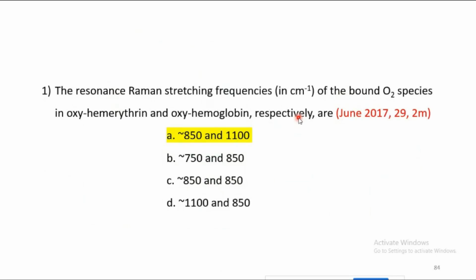This is one of the questions that appeared in the CSIR, I think 2017. The resonance Raman stretching frequencies of the O2 bound form of oxyhemerythrin and oxyhemoglobin, they have given 4 options. So we should be very careful. Here it is oxyhemoglobin. Oxygen is bound in a superoxide form, that is the terminal superoxide, whereas here it is also a terminal hydroperoxide-like bonding. So moving from superoxide to peroxide, the bond order decreases as well as the stretching frequency keeps on decreasing. We are well aware of that. What is the relation between bond order and the stretching frequencies? Is it okay?